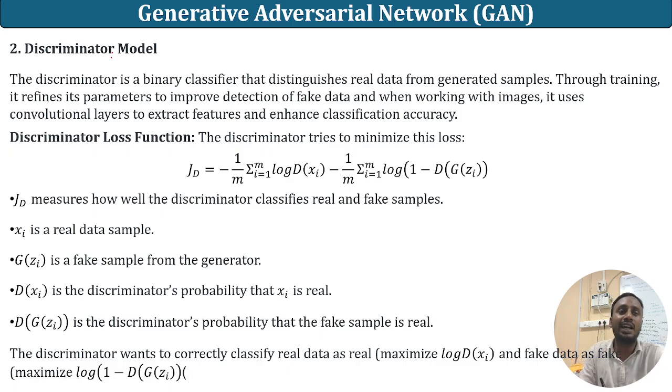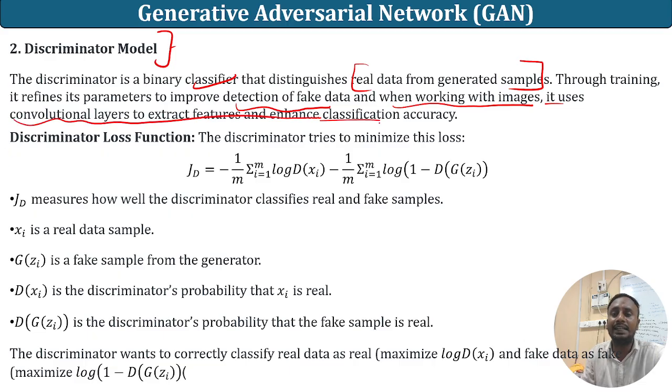Then the other model we have is the discriminator. The discriminator is actually a classifier. It distinguishes real data from the generated sample. Through training, it refines its parameters to improve the detection of fake data. When working with images, it uses convolutional layers to extract features and enhance the classification accuracy.